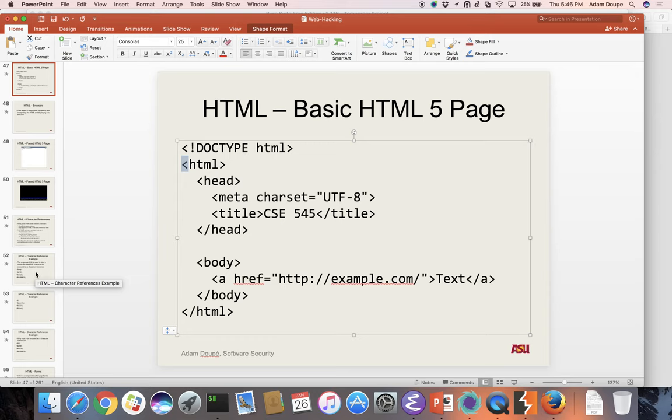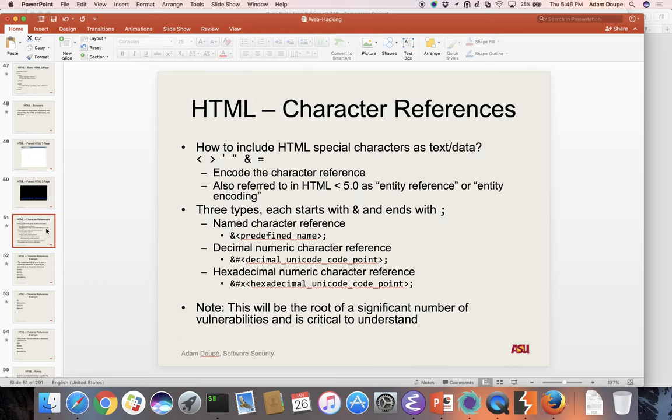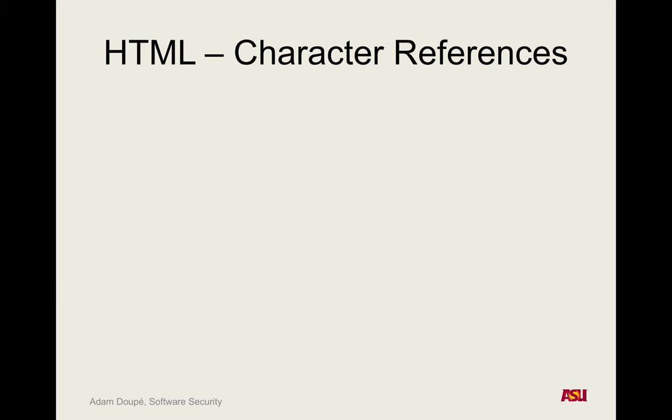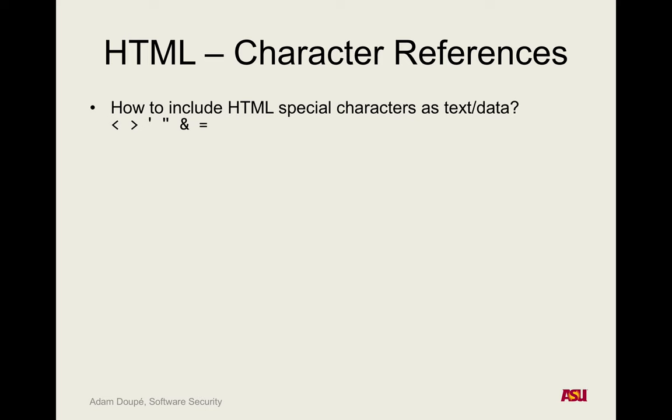It's because even just today we've touched on three different technologies: URI, HTTP, and HTML. Each of them has their own parsing, own file formats, and they can all lead to vulnerabilities in each one of them. So the way this is solved is character references. We want to include these special characters as text or data, so we encode them.